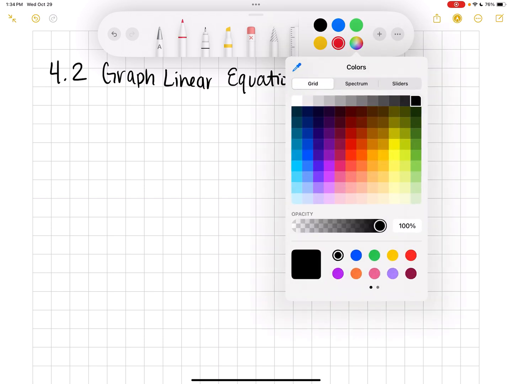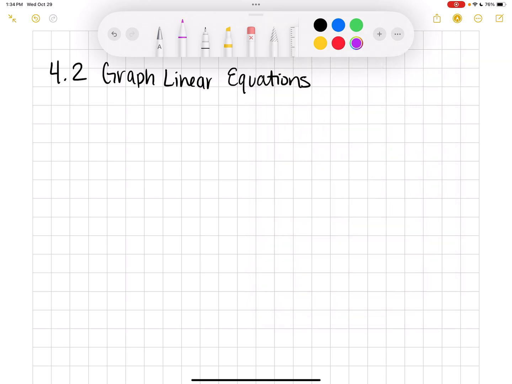Oh, I know how to do this. This is super easy.